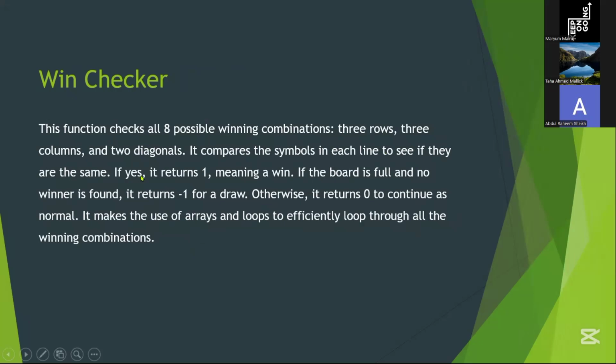If it is, then it returns 1. 1 means that a player is winning. And if it returns -1, that means it has checked all the cells and they are all filled and no winning combination is formed. So it returns -1. Otherwise, it returns 0 to continue as normal. It also uses arrays and loops to efficiently loop through all the winning combinations.